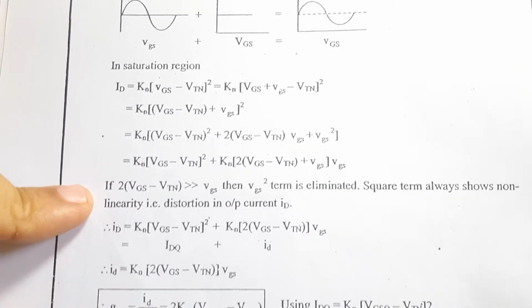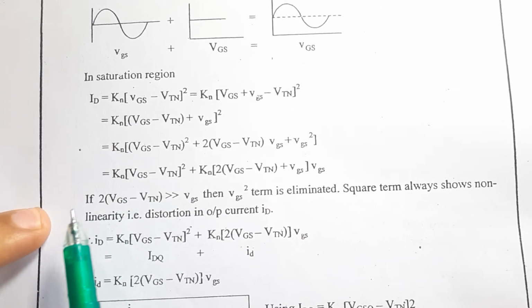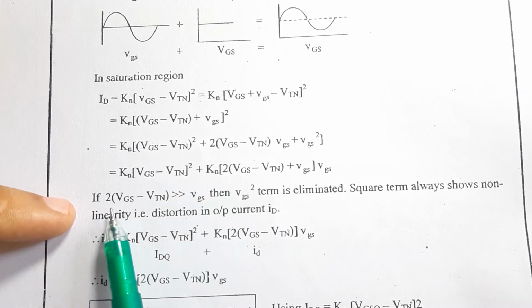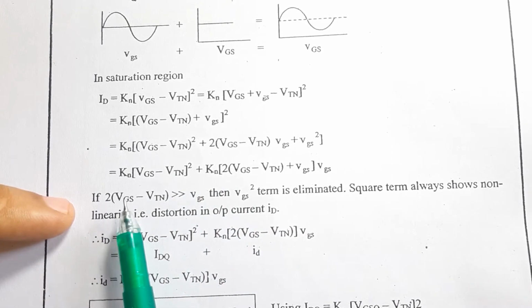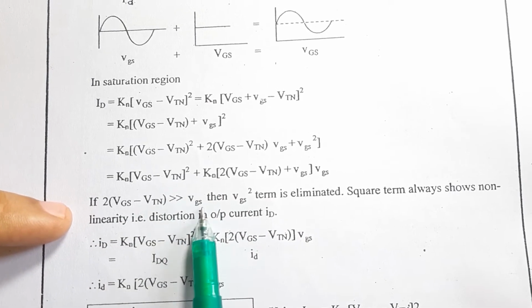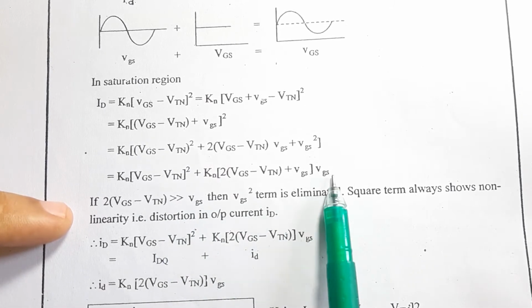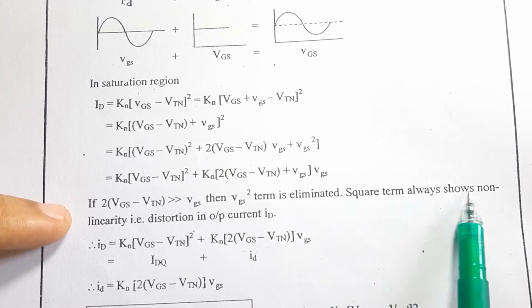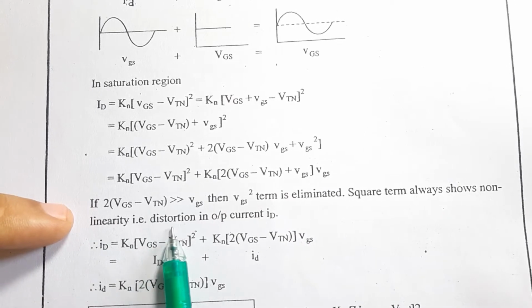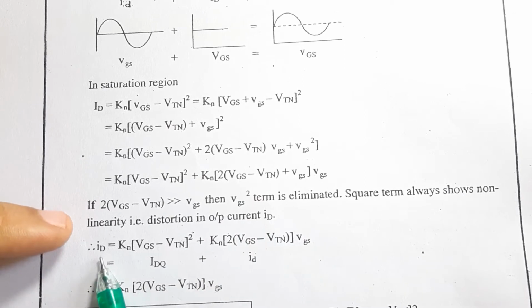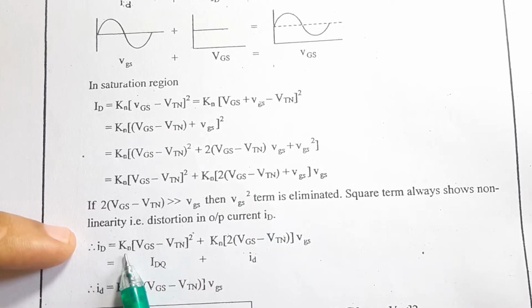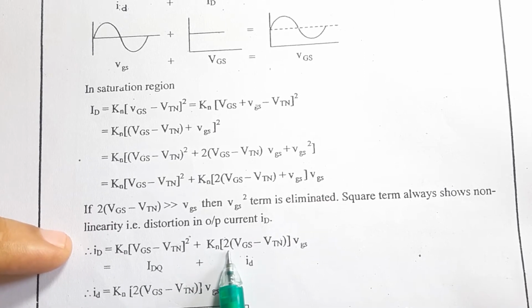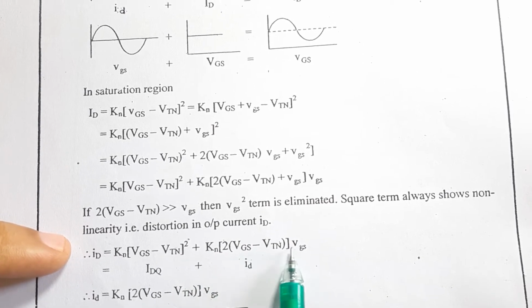Now, there is a condition here: if 2(VGS − VTN) is much greater than vgs, then the vgs² term can be eliminated. The square term always shows non-linearity, which is nothing but distortion in the output current. Therefore ID can now be approximated to Kn (VGS − VTN)² plus Kn times 2(VGS − VTN) times vgs.